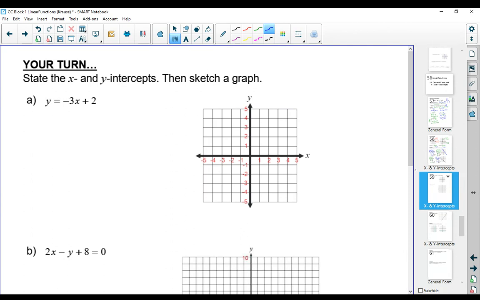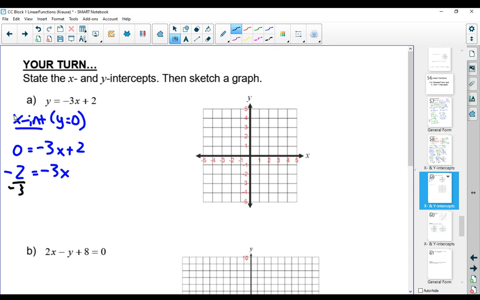So for the first example, we've got y equals negative 3x plus 2. Again, for x-intercept, we let y equal 0 and we solve for x. So 0 equals negative 3x plus 2. We subtract 2 from both sides, so we have negative 2 equals negative 3x. Divide by negative 3 on both sides, and we have x equals 2/3.